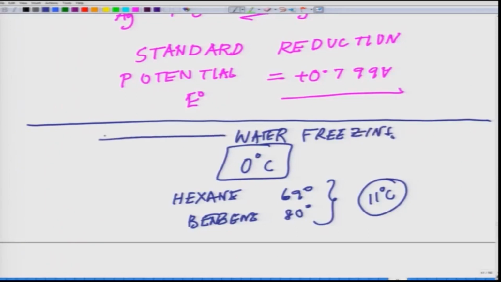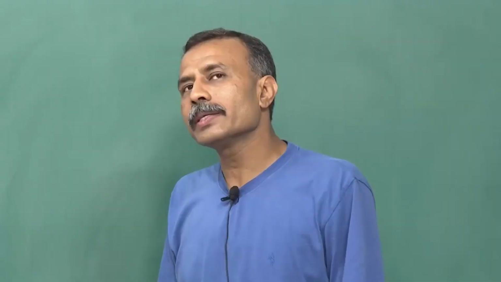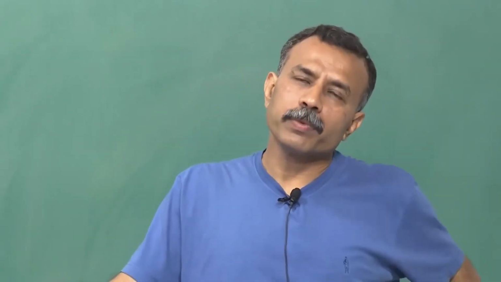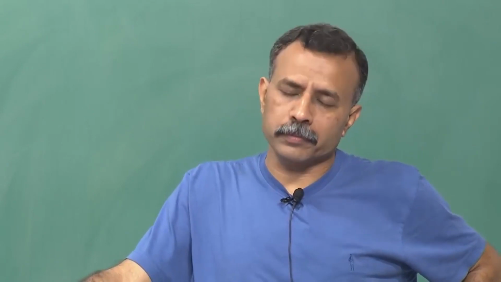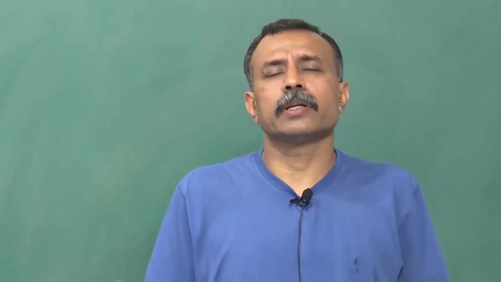Now suppose I change the reference from 0 to, say, 200 degrees centigrade. I change the reference, arbitrarily I change the reference. Then what will happen? These two values will shift to say 269 and 280. Still the difference will remain 11 degrees centigrade. So, in other words, what I wanted to highlight through this analogy is, you can always develop other kinds of simple references as long as you calibrate your reference electrode with a standard hydrogen electrode.